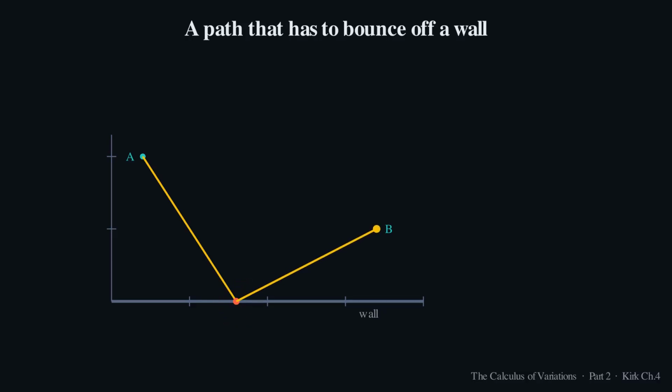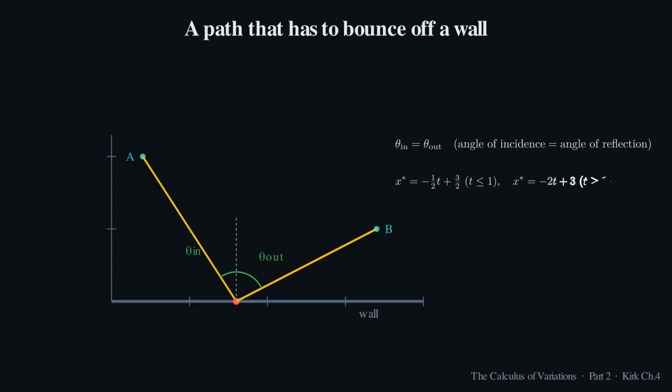Here, kinking is optimal. Second, the shortest path that has to bounce off a wall. Minimize arc length subject to touching a line. The corner conditions force the reflection to be symmetric. The angle coming in equals the angle going out. The same law light obeys, angle of incidence equals angle of reflection, falls straight out of the calculus of variations.